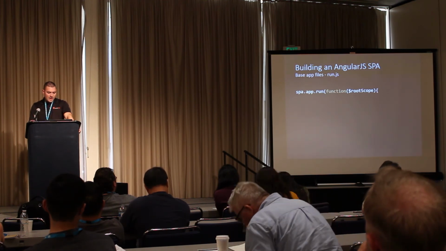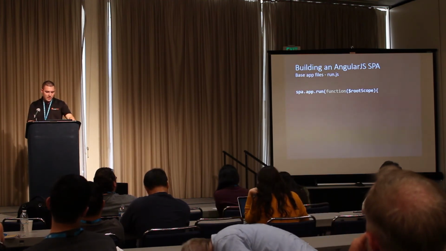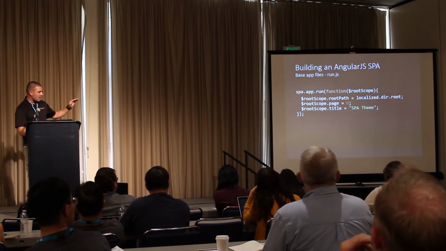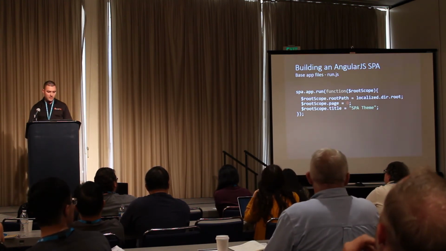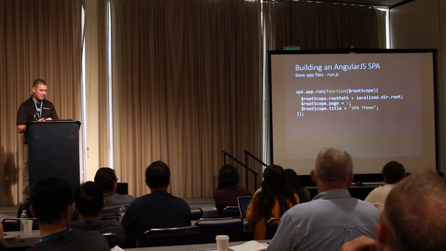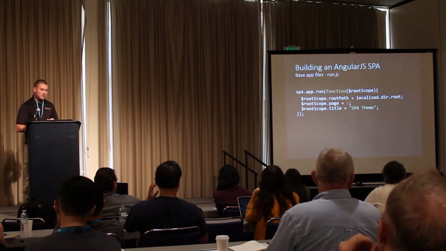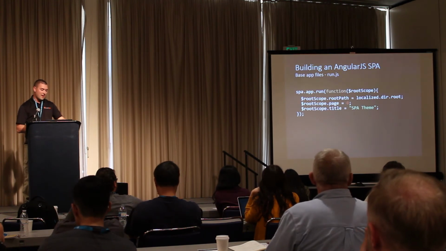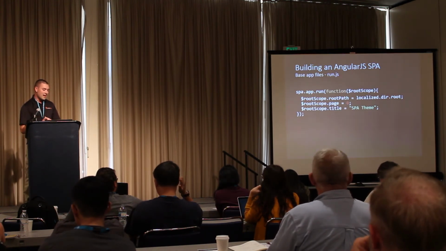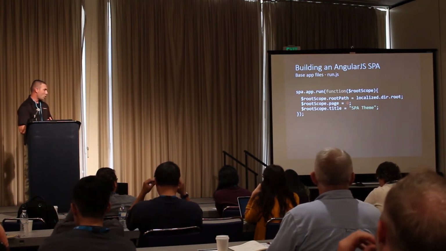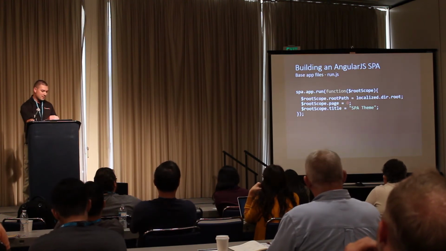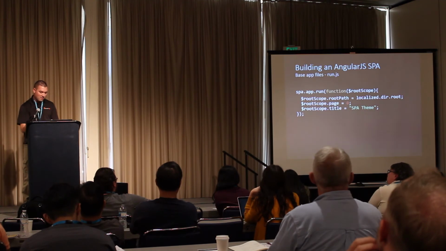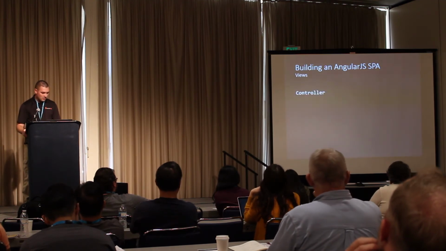All right, so we define the app as a JavaScript variable, and then we inject root scope. This is something you'll see on pretty much every single controller. First we specify the root path. That's how we will find images and things like that in our views. Then on every other controller, we're going to specify a page index and a title for our website. Since this is the first time it's running, this is initializing, we just set the index to 0 and the root scope title to SPA theme, since that's what we called it.